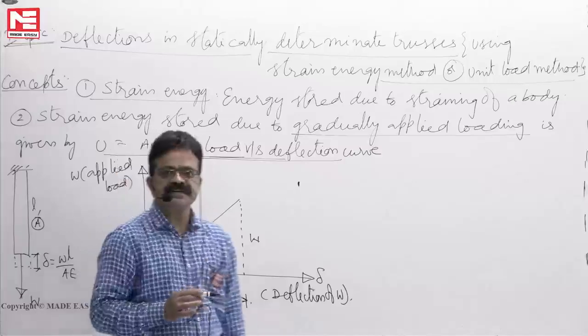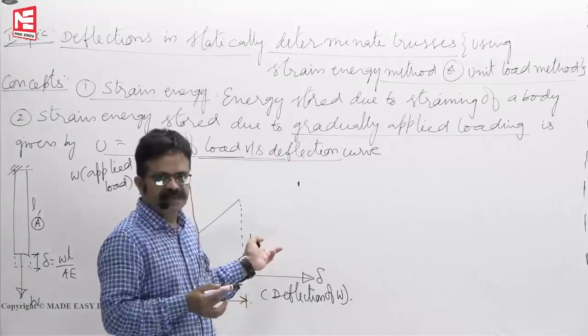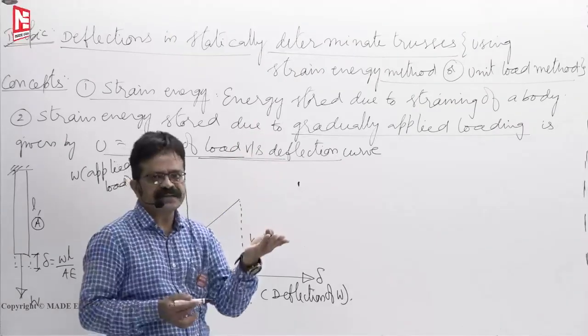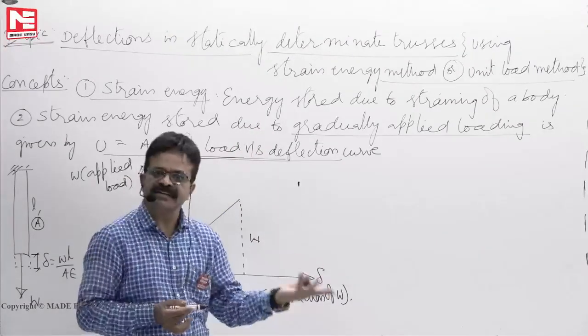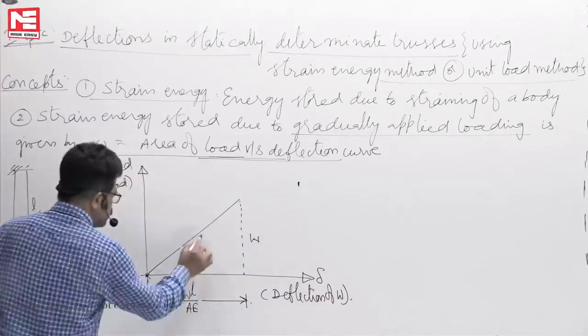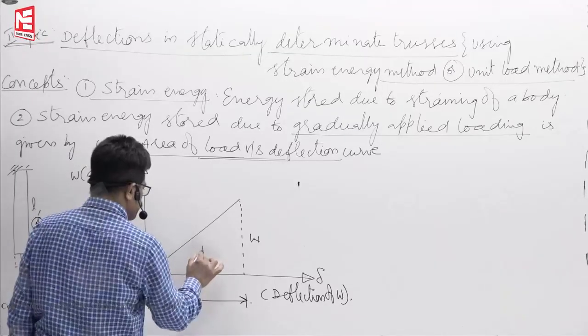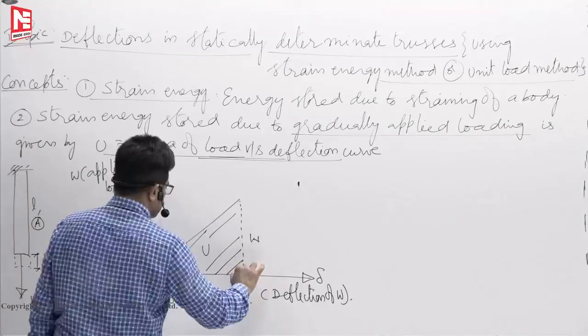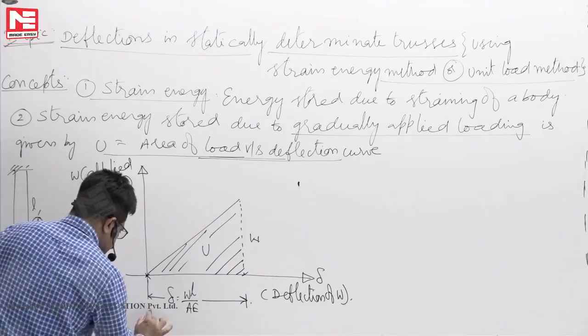So the potential energy lost we will get from this diagram. Initially there was no load. As you are applying the load, it is coming down, which means potential energy is lost. So this is the curve. This we call U, let us say. This is the potential energy.